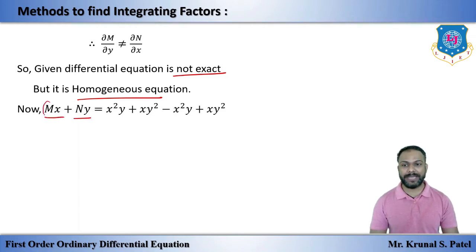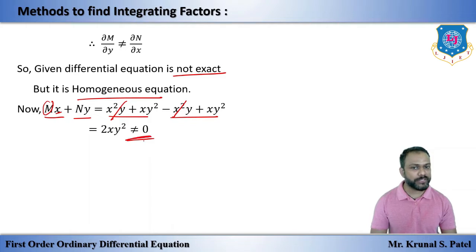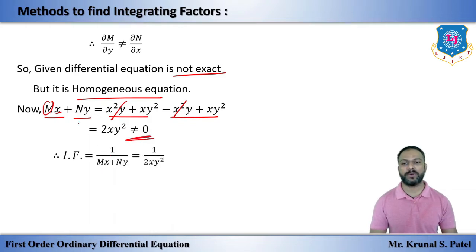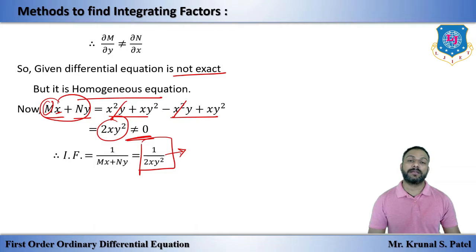That means multiply M with x and N with y. So we have these two terms, and by cancelling out this 2, we have remaining xy square plus xy square, so 2xy square, which is not equal to 0. So the IF is equal to 1 upon this value Mx plus Ny. So this is our IF. That means this becomes a function which we multiply with the given differential equation, and the given differential equation becomes exact.